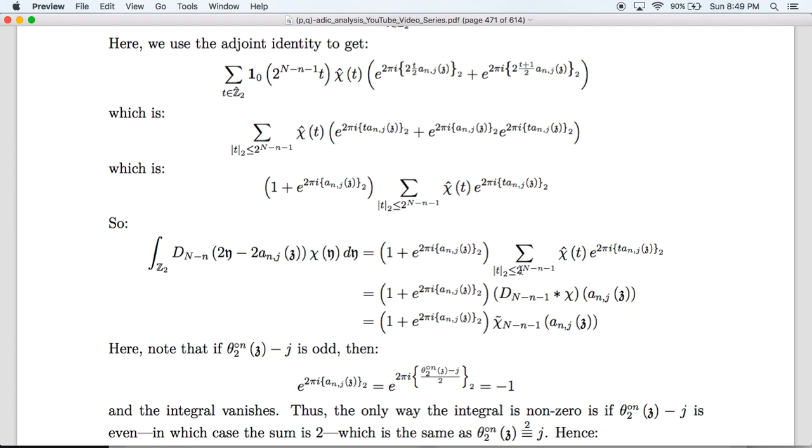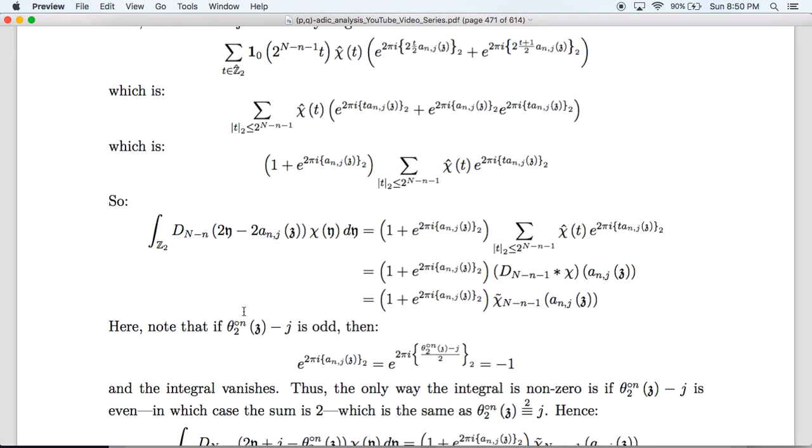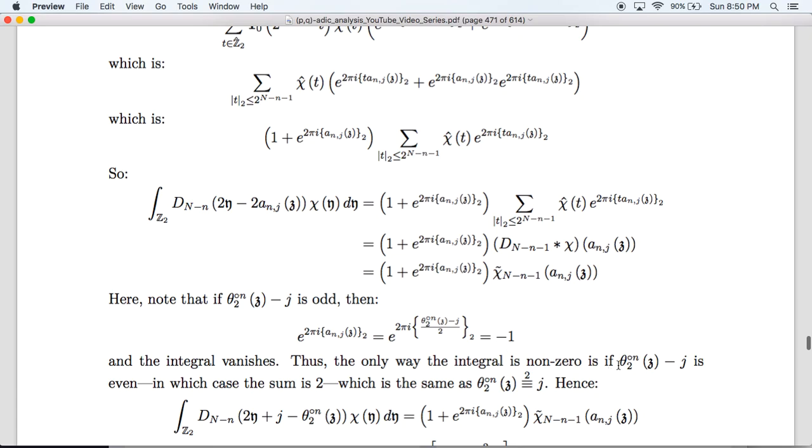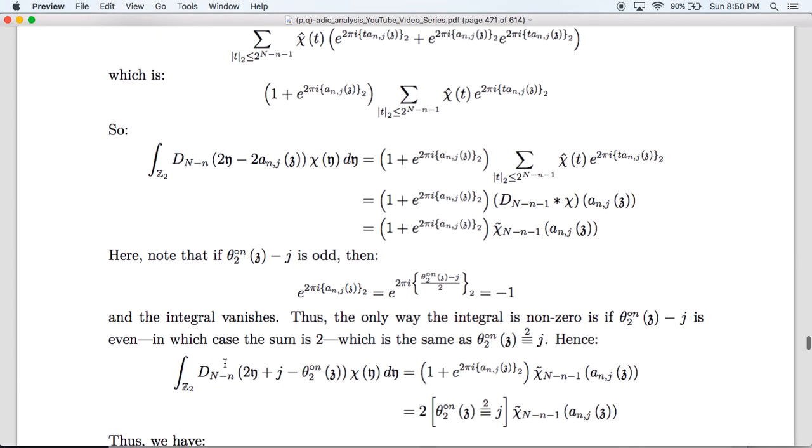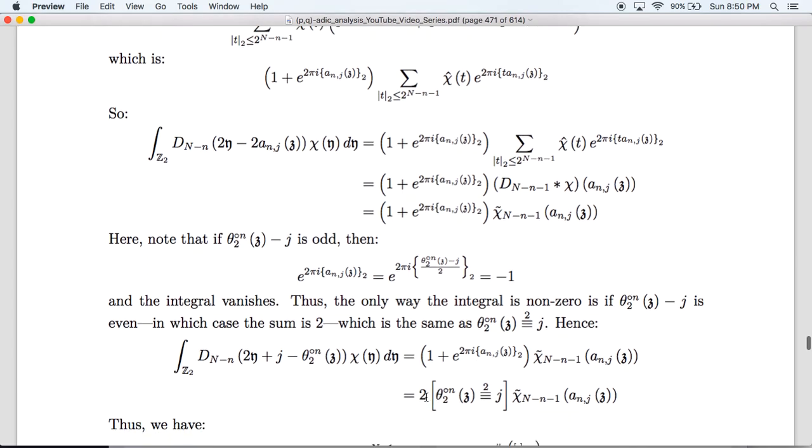big N minus little n minus 1th partial sum of the Fourier series evaluated at A_{n,j} of z, which of course is the same thing as convolution with the Dirichlet kernel, which is the same thing as our twiddle notation. Here, note that if this difference is an odd number, then dividing by 2 will give us a number that's congruent mod 1 to 1/2, and so sticking it on top in the character, we'd get -1, and this would then vanish. So the only way the integral is going to be non-zero is if this difference is even, in which case the sum of this thing will be 2, and so, using our Iverson bracket notation, this is equal to 2 times the Iverson bracket times that.